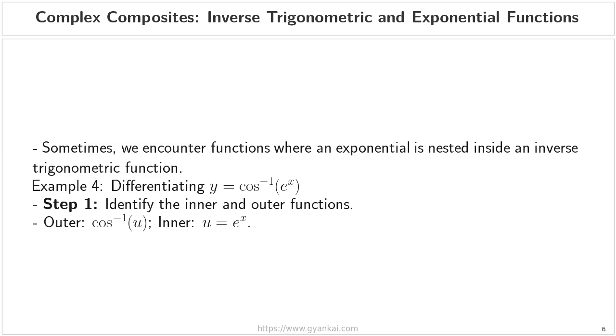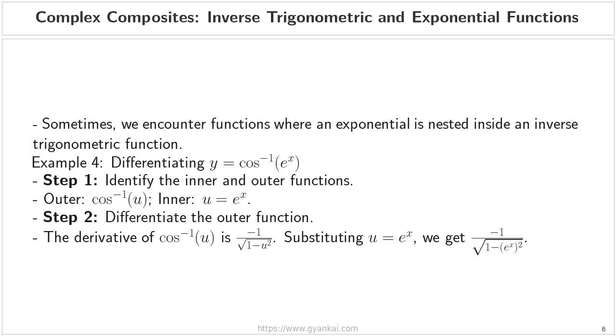Following the same systematic approach we used in the previous examples, our first step is to identify the inner and outer functions. In this case, the outer function is inverse cosine of u, and the inner function, u, is e to the power of x. Next, we differentiate the outer function. The derivative of inverse cosine of u is negative 1 divided by the square root of 1 minus u squared. When we substitute our inner function back into this expression, we get negative 1 divided by the square root of 1 minus the quantity e to the power of x squared.